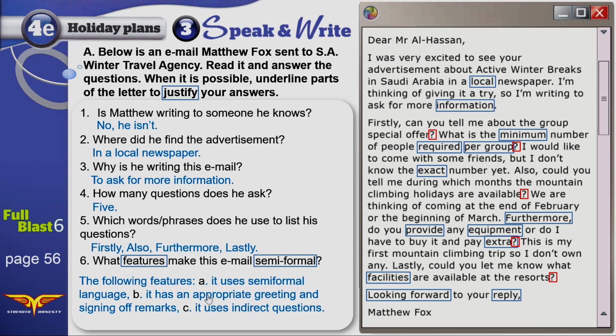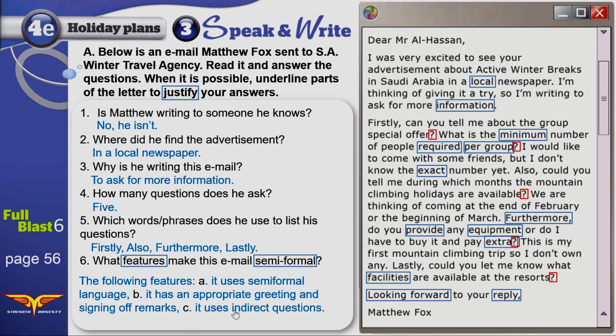B. It has an appropriate greeting and signing off remarks. Where is the greeting? Dear Mr. Al-Hassan. How do you greet a friend? You can just say, hey, Mr. Al-Hassan, what's up? That's with friends. But it is formal to write dear Mr. when you write to someone you don't know. And look at the sign-off. Looking forward to your reply. When you write a sign-off to a friend, you can just say, talk to you later. See you soon. So the greeting and the sign-off are appropriate.